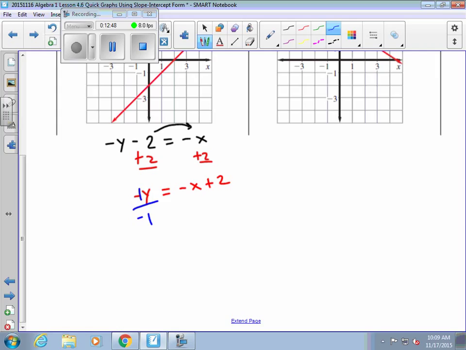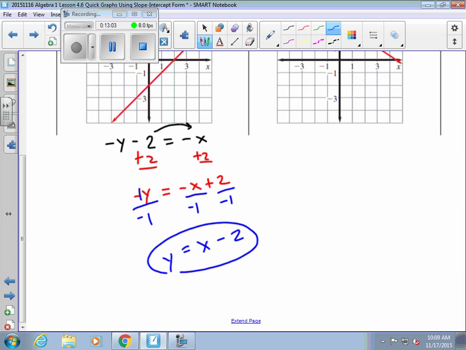If you do it to the left, do it to the right, divide by negative 1 and negative 1. Negative divided by negative is going to be a positive 1x. 2 divided by negative 1 is a negative 2. Y is equal to x minus 2.